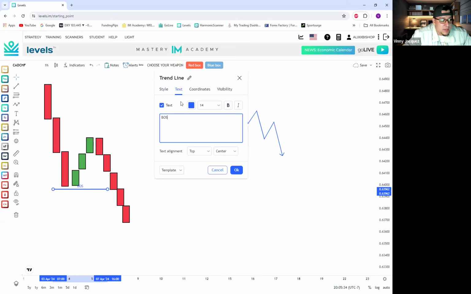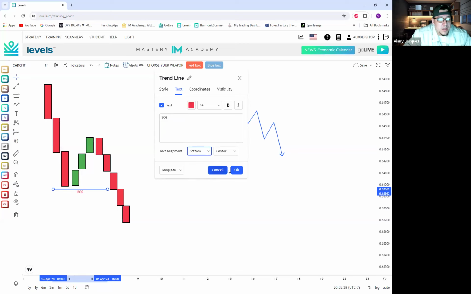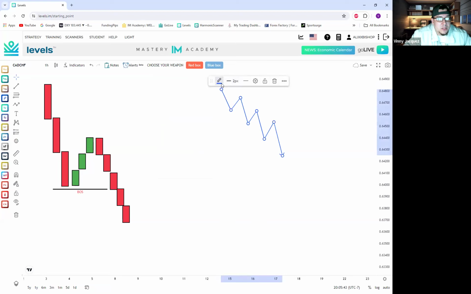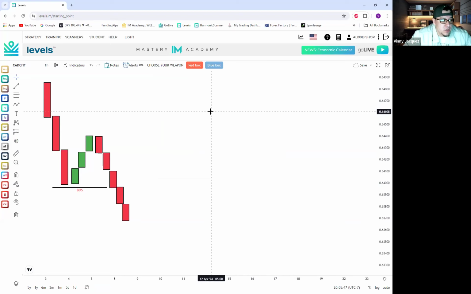BOS, make sure that's all caps. Put that in red on the downside. Make this black. Make this black too. Then we can get rid of that. All right. Bet. So, guys, we got that BOS to the downside.